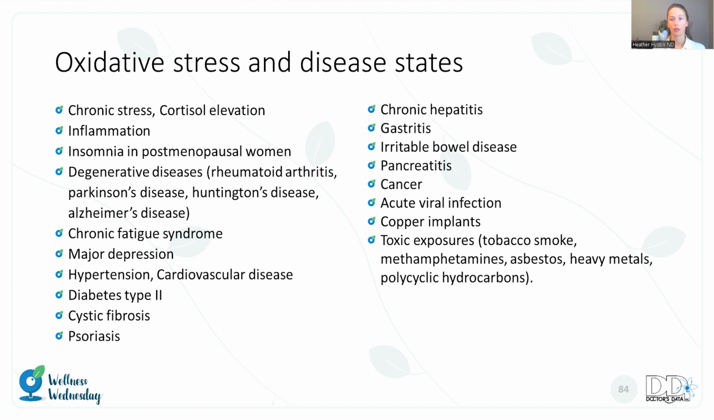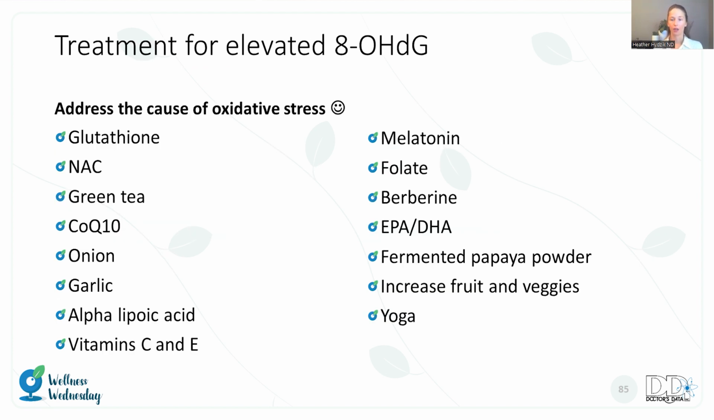Many common conditions are also associated with oxidative stress, and that includes psychosocial stress, inflammation, insomnia, specifically in postmenopausal women, hypertension, depression, and irritable bowel disease. So when that marker is high, it could be because of problems with estrogen metabolism, but also consider if any of these are going on in the case, because the treatment for elevated 8-OHdG is address the cause, or think of these supportive nutrients and foods.